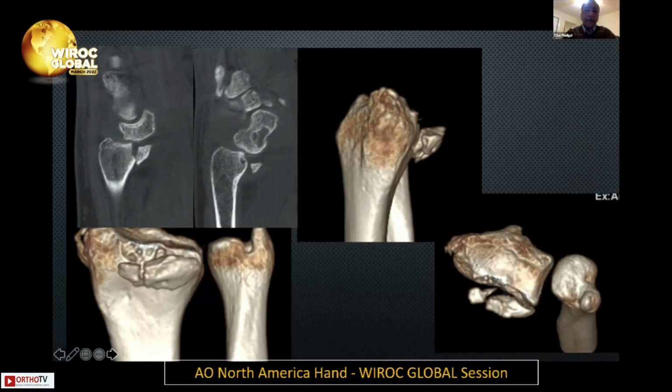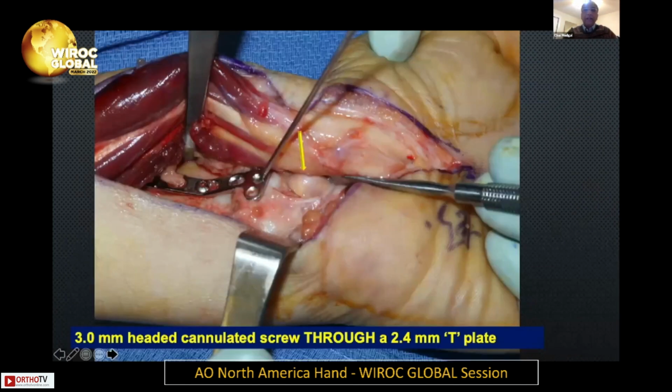So for me, this was too large to be fixed either with an L plate or with a screw, and besides, he had come to me almost 3.5 weeks down the line. So I chose to do something a little different. The yellow arrow points to his PVNS spouting out through the volar wrist capsule.